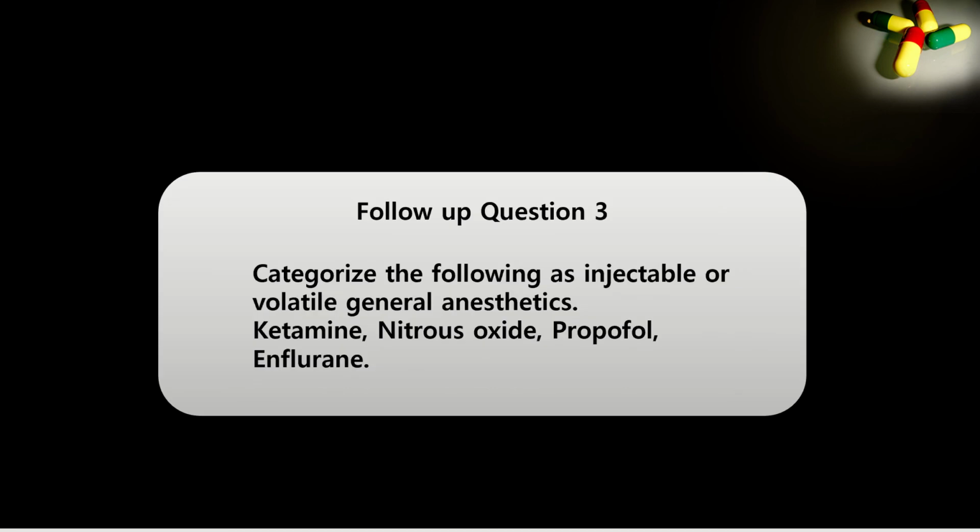So the follow-up question 3 is: categorize the following as injectable or volatile general anesthetics. Looking at the names: nitrous oxide, enflurane, propofol, ketamine. Which ones are the injectable and which ones are the volatile general anesthetics?